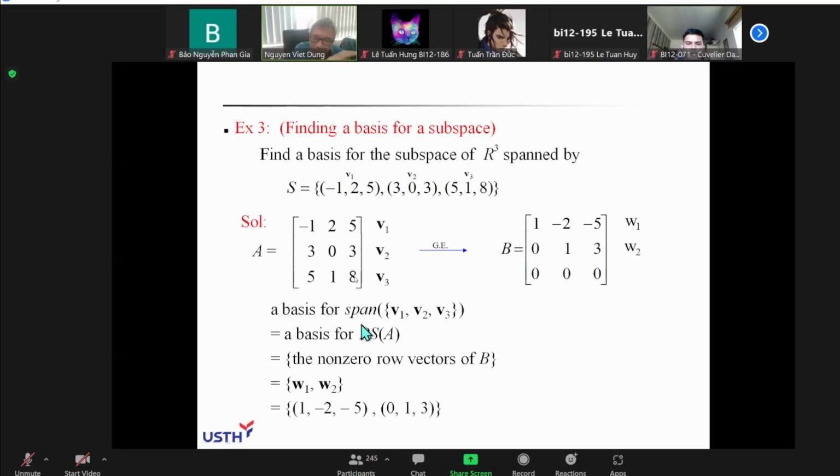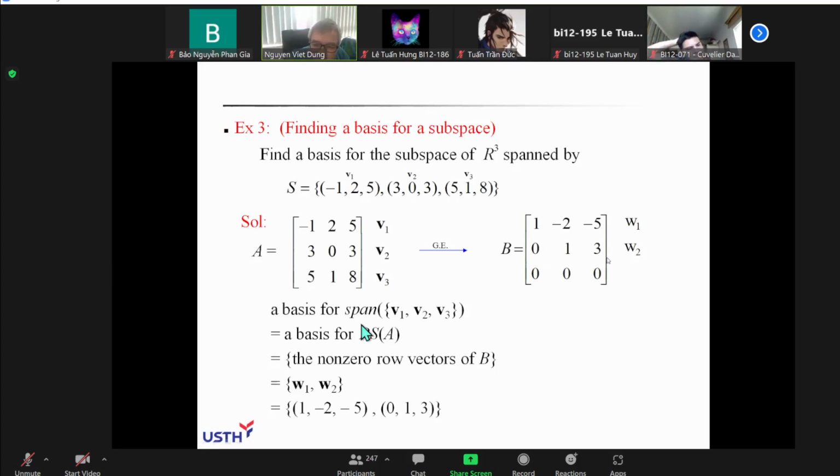And if you have so many vectors, you will put them in the rows of a matrix A. Then the subspace spanned by those vectors is exactly the row space of the matrix A. And to find a basis for the row space of the matrix A, we know already from the previous slide. So here we do the same way. We apply the Gaussian elimination to transform A into B. And B in row echelon form now has two non-zero rows, W1 and W2.